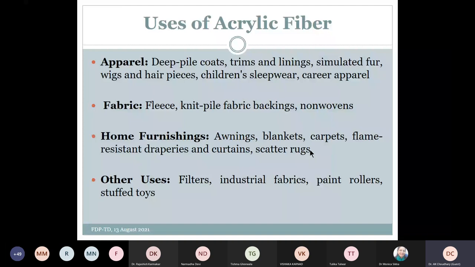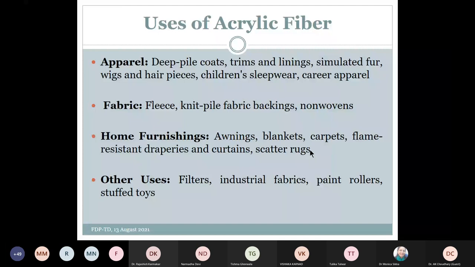So many products can be made with this fiber, through these fibers and other usage. The filter for filtration, either for gas filtration or for liquid filtration, and the use as industrial fabrics, paint rollers, stuffed toys. So these are some applications of these polymers, especially in terms of the material products.